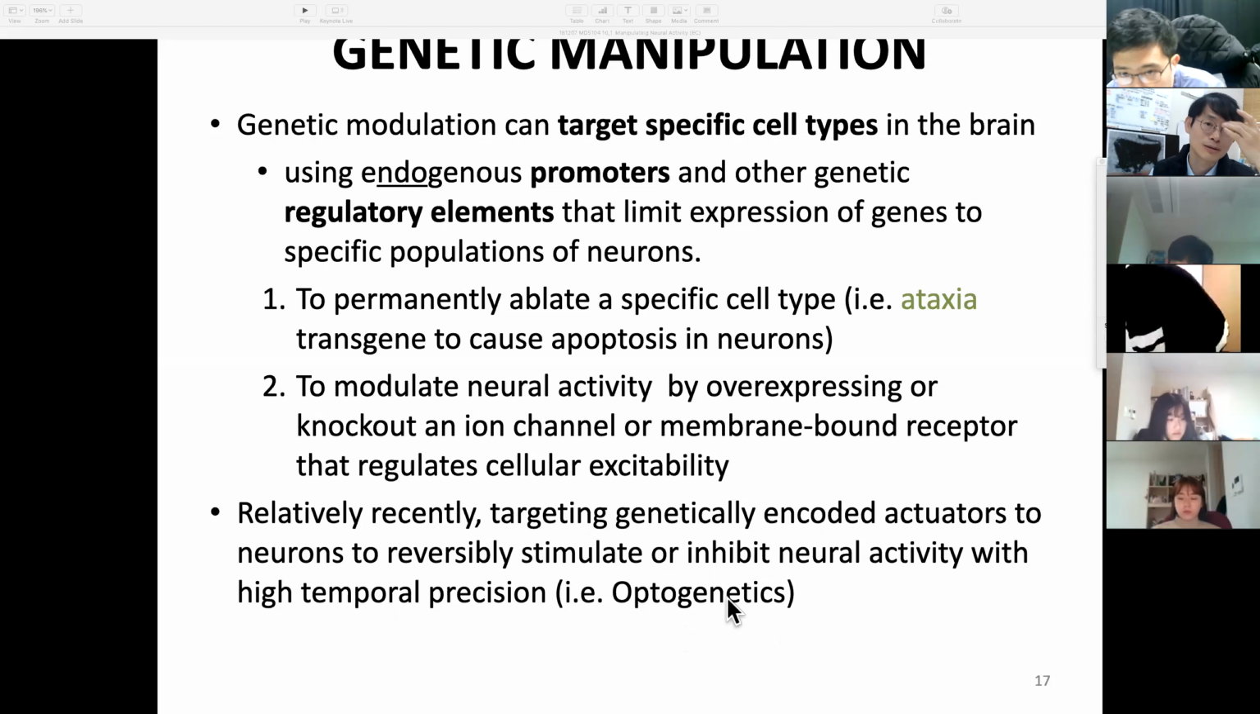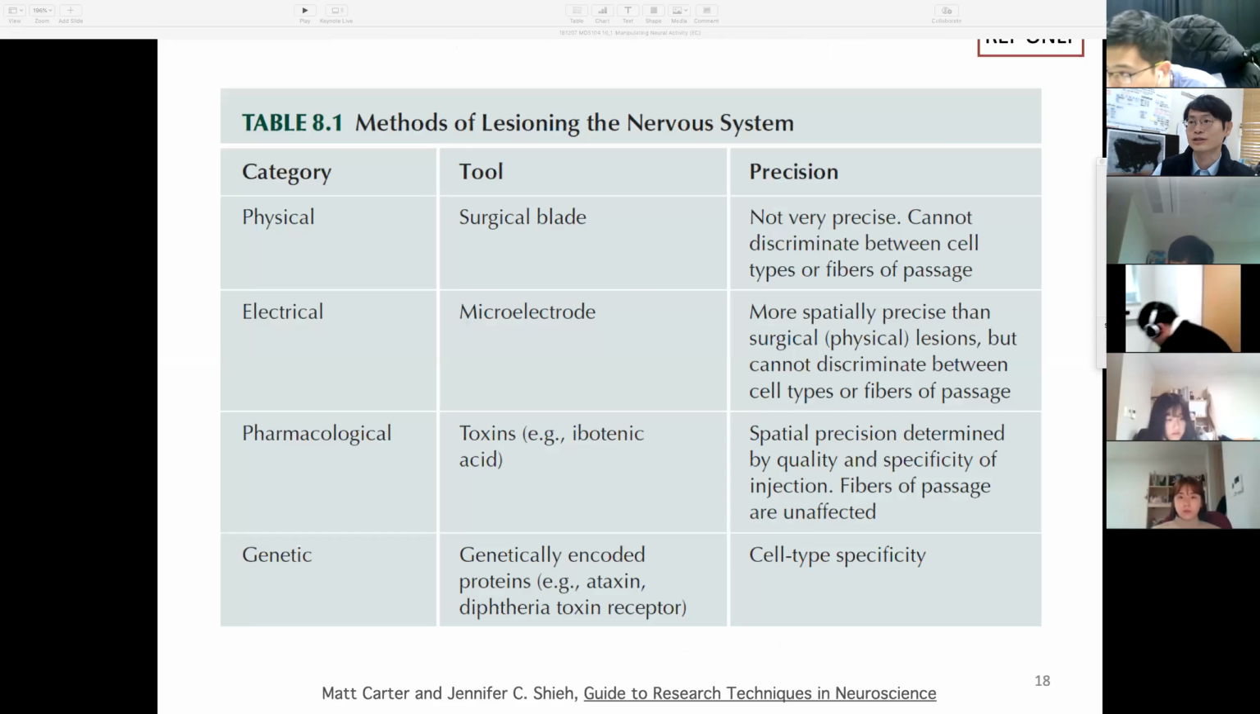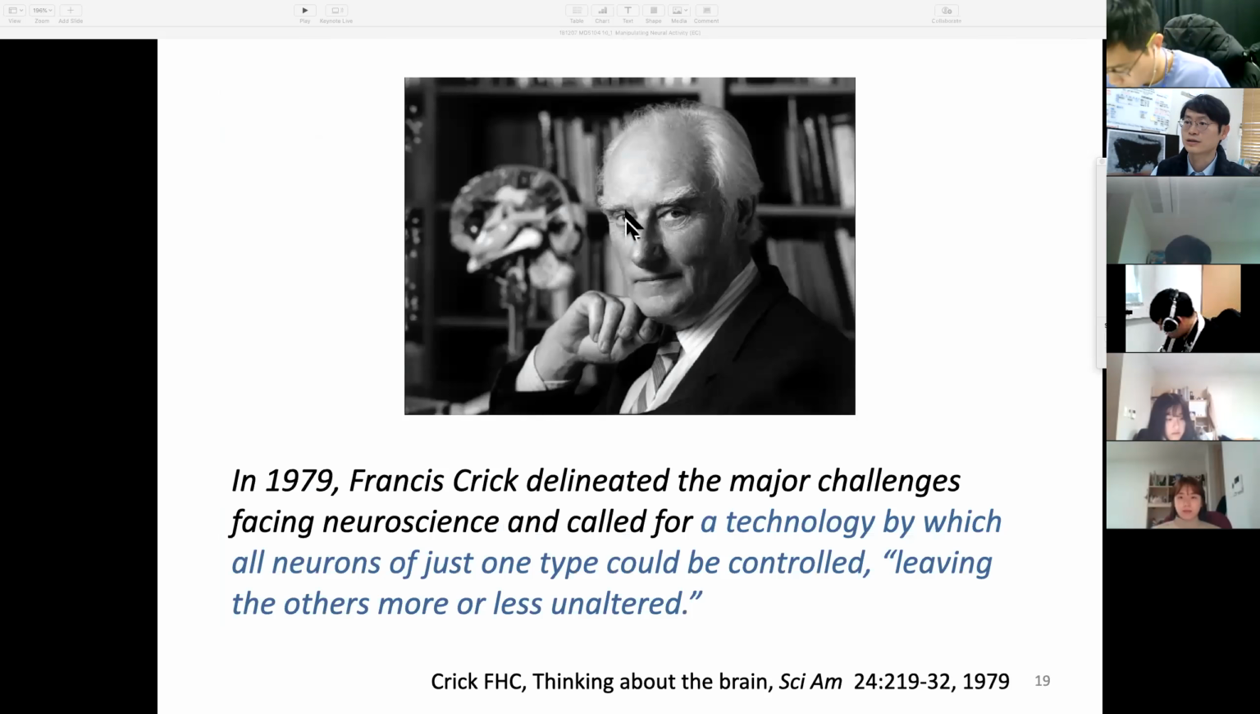The first paper came out in 2005, Nature Neuroscience, but there were people who actually asked for this. So this is a reference for the reasoning, physical, electrical, pharmacological, genetic tools, and the precision. You can go through it later on. And I want to introduce someone you already know about, Francis Crick, who is known for discovering the structure of DNA. But he has done a lot of other work, especially in neuroscience as well.